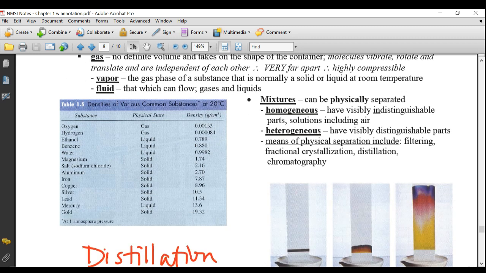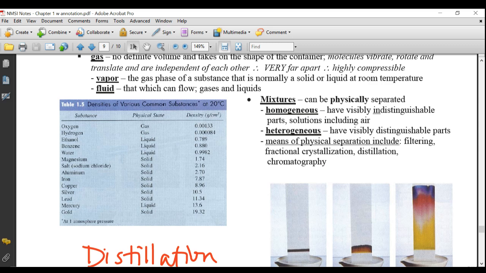We also talked about mixtures last year. We talked about homogeneous and heterogeneous, and mixtures are things that can be physically separated. So remember, homogeneous mixtures have indistinguishable parts. So air, for example, I can't tell the difference usually, as long as it's pretty clean air, from the nitrogen to the oxygen that's in the air. So that's a homogeneous mixture. Heterogeneous mixtures have very distinguishable parts.